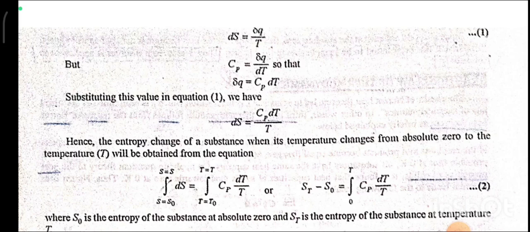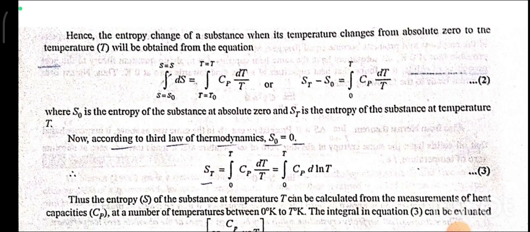Hence, the entropy change of the substance when its temperature changes from absolute 0 to the temperature T will be obtained from the equation: integration from S naught to S, dS is equal to integration from 0 to T, Cp dT upon T, or St minus S naught is equal to integration 0 to T Cp dT upon T, where S naught is the entropy of the substance at absolute 0 and St is the entropy of the substance at temperature T. Now, according to the third law of thermodynamics, S naught is equal to 0, so St is equal to integration 0 to T Cp dT upon T, which is equal to integration from 0 to T Cp d ln T.